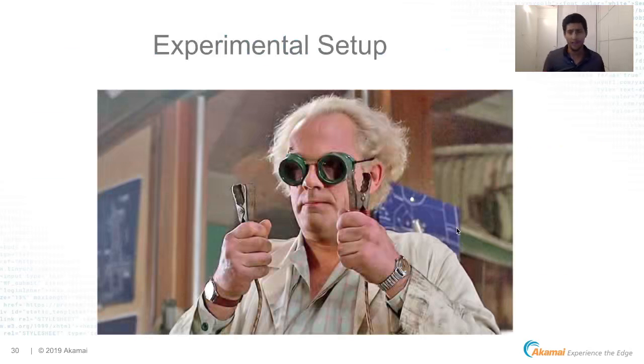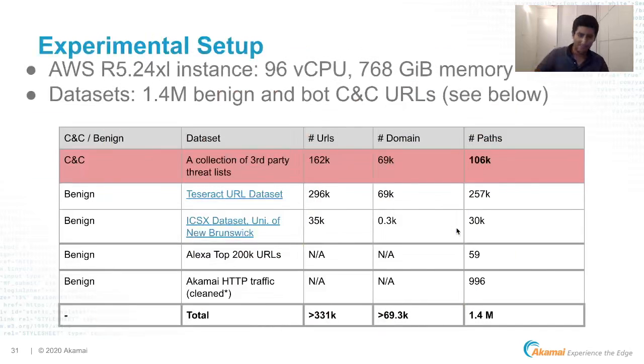So we start with the data, the setup. We use a big machine on AWS because the Smith-Waterman computation and the regex extraction are CPU consuming. We used 106K C2 paths and more than 1 million benign paths. We took them from Akamai HTTP traffic, from Alexa, and public datasets.